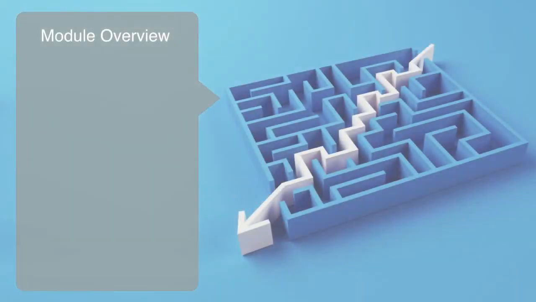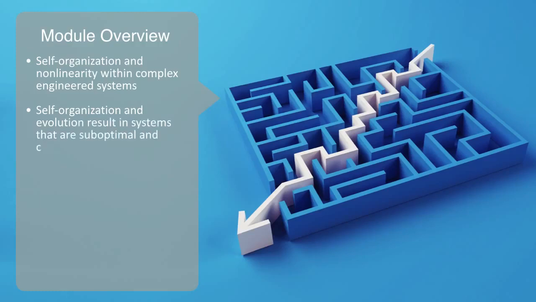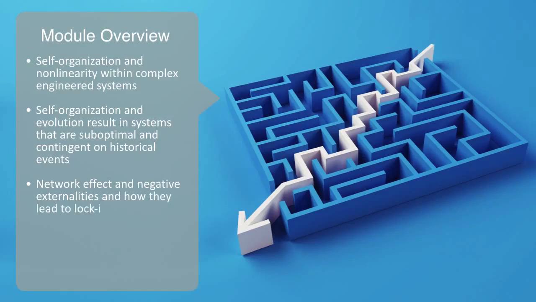In this module, we'll be continuing our discussion around self-organization and non-linearity within complex engineered systems. As we talk about path dependency and attractors, we'll look at how the process of self-organization and evolution results in systems that are suboptimal and contingent on historical events. We'll talk about the network effect and negative externalities and how they lead to lock-in.